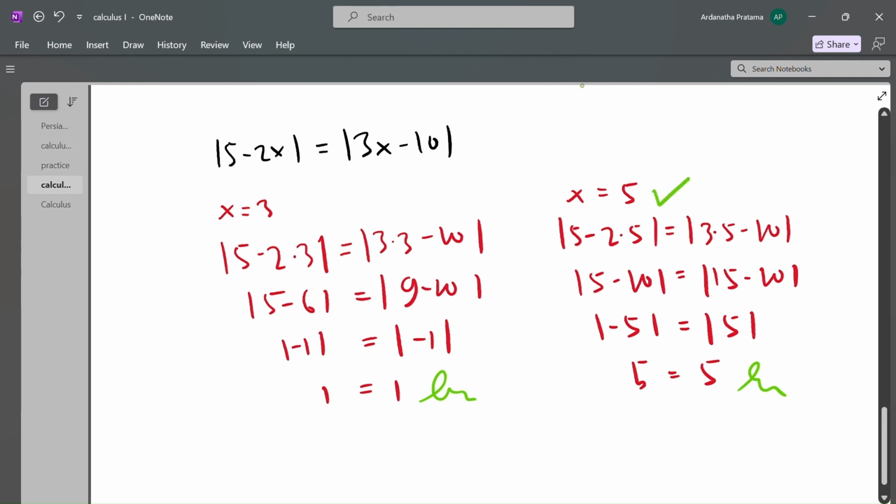Now we can determine that both of the x values satisfy the equation. Okay, so we have the solution: x equals 3 and x equals 5.